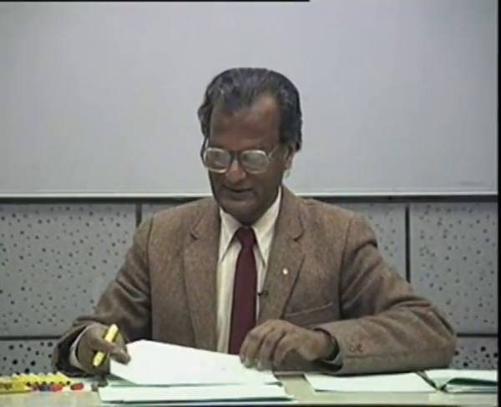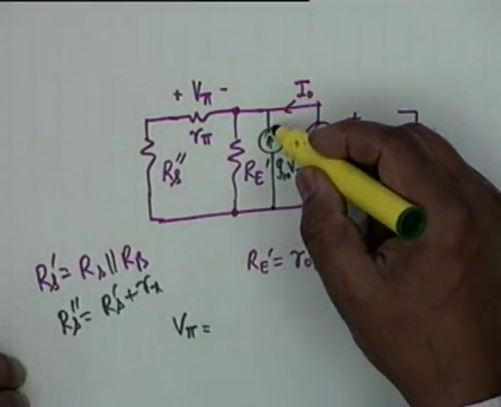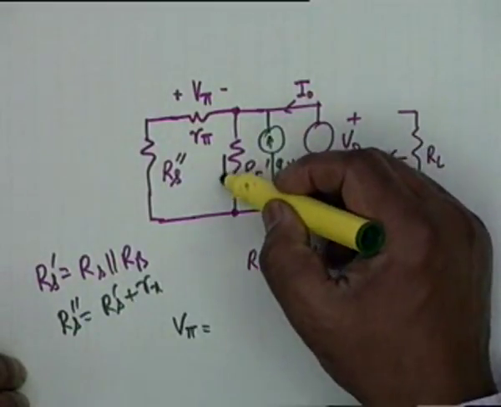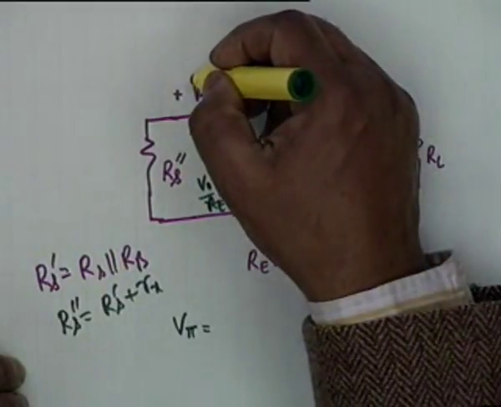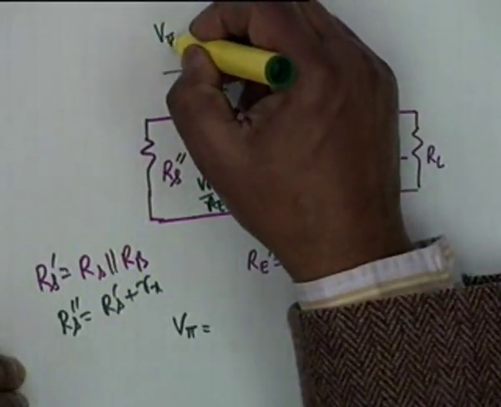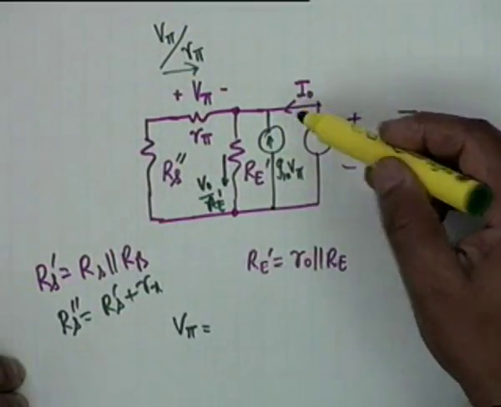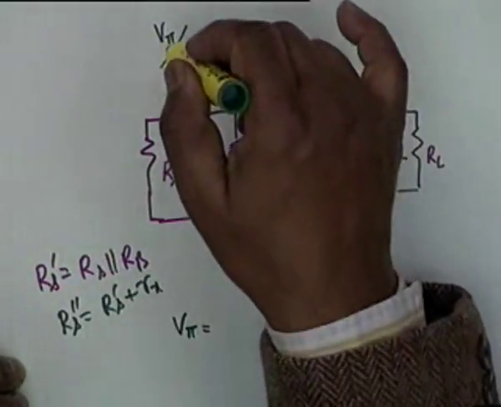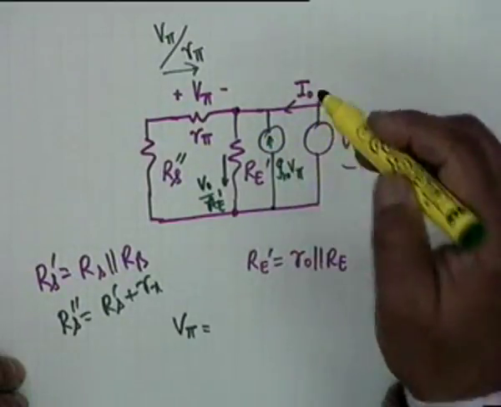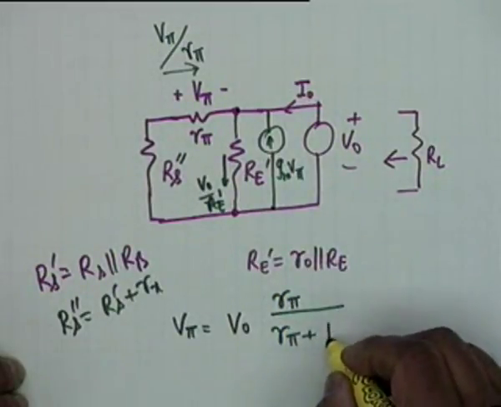And if you now calculate I0, you see I0 consists of three components. One is Gm V pi, one is V0 by Re prime, this current is V0 by Re prime, and the third is this component, and this component is V pi by R pi. So if you write KCL here, I0 would be equal to Gm V pi minus V0 by Re prime plus V pi by R pi. Is the point clear? There are three currents. And V pi is related to V0. How is V pi related to V0? It is V0 multiplied by R pi divided by R pi plus Rs double prime.